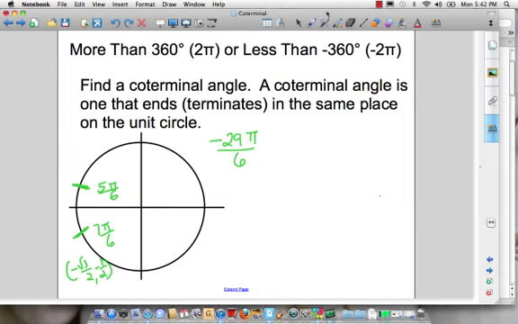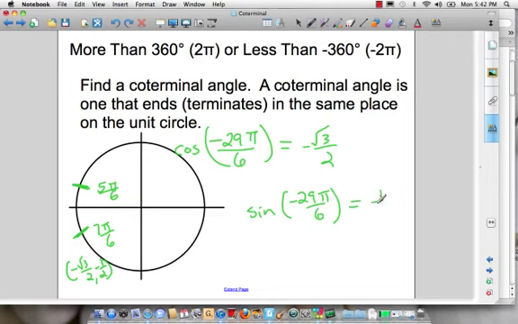And now that I have the coterminal location, I know that the cosine of negative 29 pi over 6 is the x-coordinate, negative root 3 over 2. And the sine of negative 29 pi over 6 would be negative 1/2. And the tangent of negative 29 pi over 6, if I do negative 1/2 over negative root 3 over 2, the negatives cancel. I get 1 over root 3. I'd rather you rationalize the denominator and write it as root 3 over 3. All right, that's how you do it.